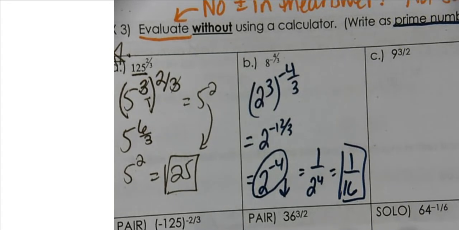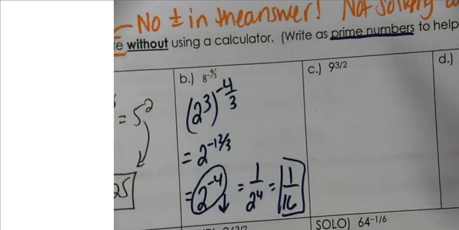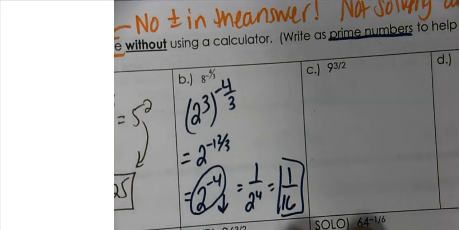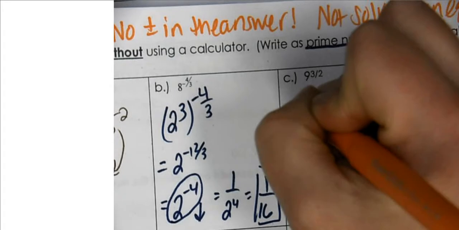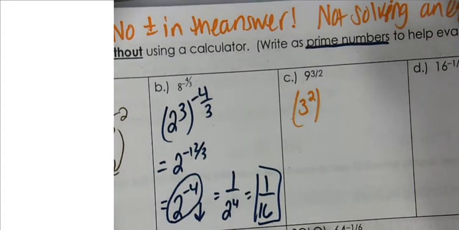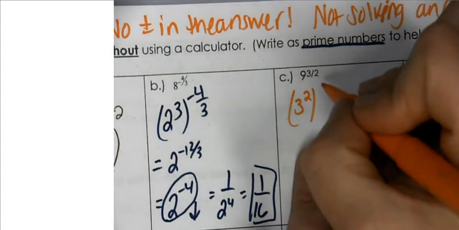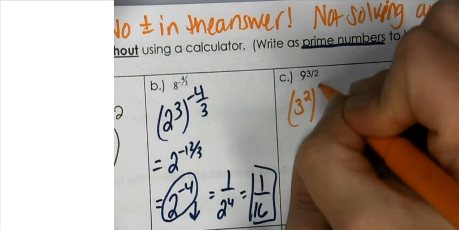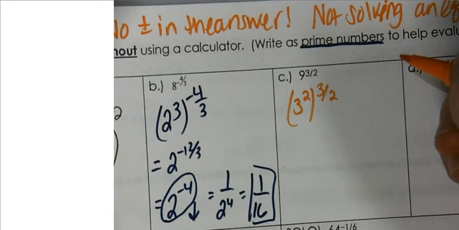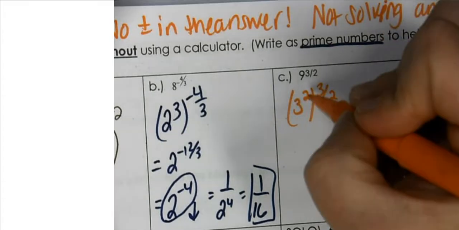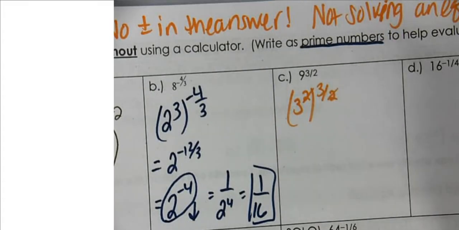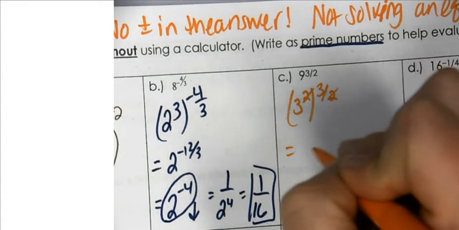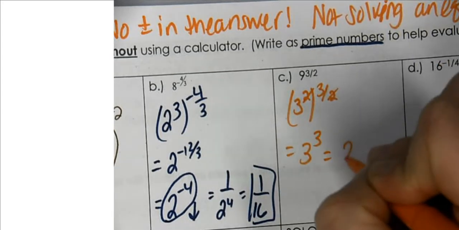Let's go ahead and look at letter C. For letter C, we have 9 to the 3/2 power, and I know that 9 is really 3 squared, so I replace the base of 9 with 3 squared, and I'm going to raise it to the 3/2 power. Now, using that shortcut, we know that the multiplication of 2 eliminates the division of 2, leaving us with 3 to the 3rd power, which is 27.